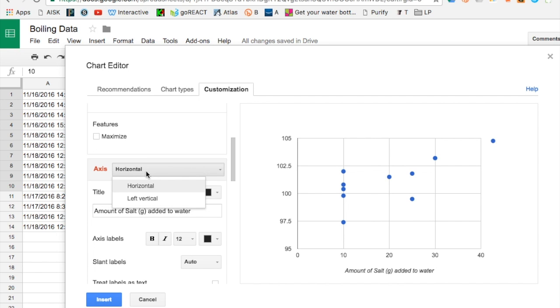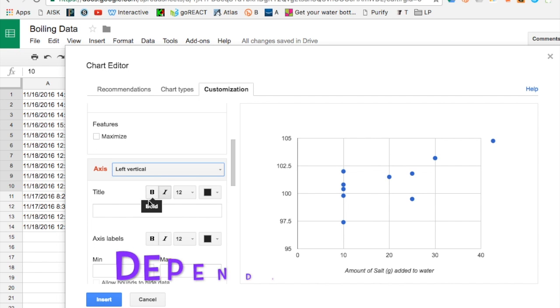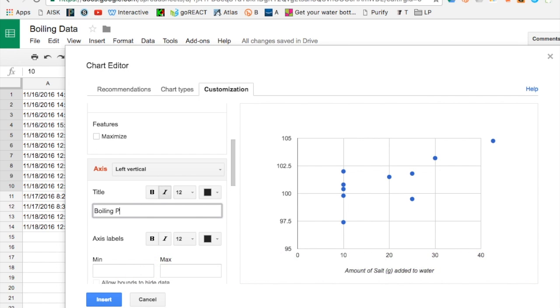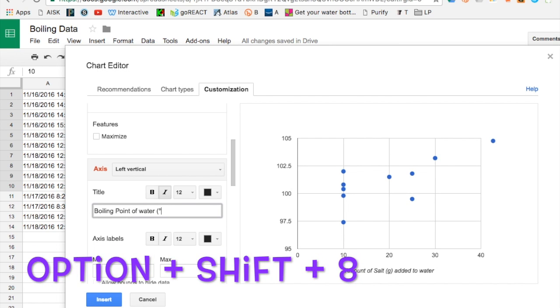And then you'll switch it right here to the left vertical. That's your dependent variable, and that's going to be the boiling point of water, and the units are degrees Celsius. Option Shift 8 is how you get the degree symbol.